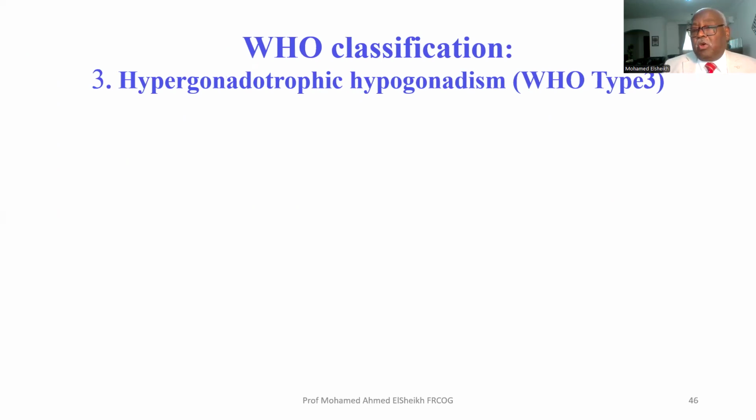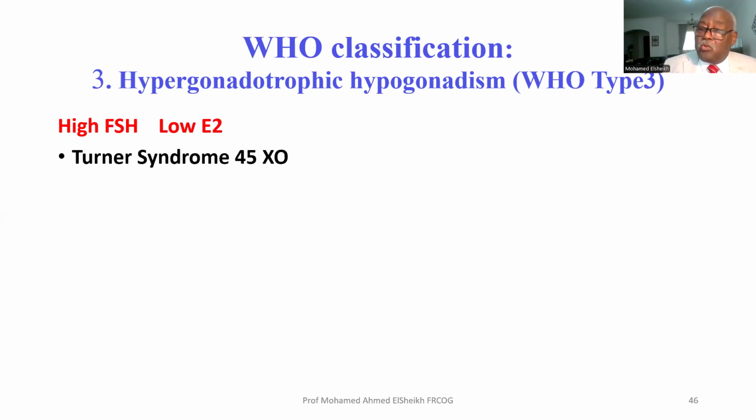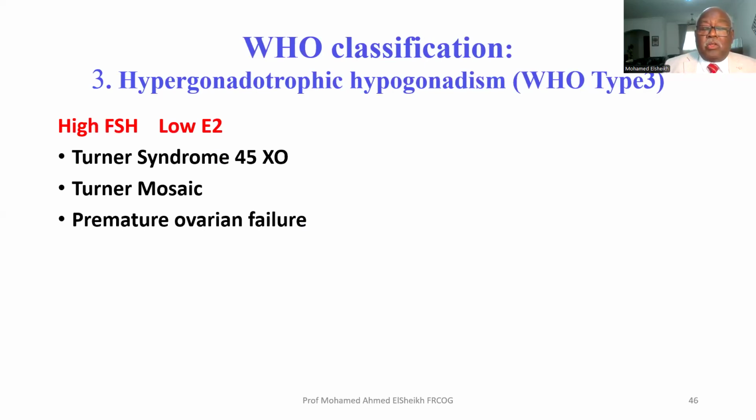We go to the third type, hypergonadotrophic hypogonadism. High FSH, low E2. Seen in Turner syndrome or Turner mosaic. Also, we see it in premature ovarian failure. High FSH, low E2.